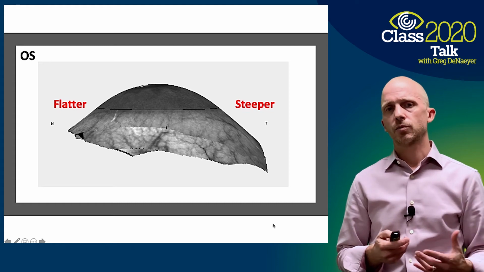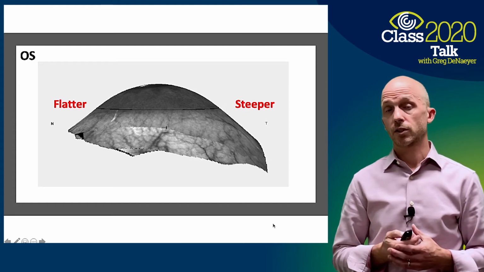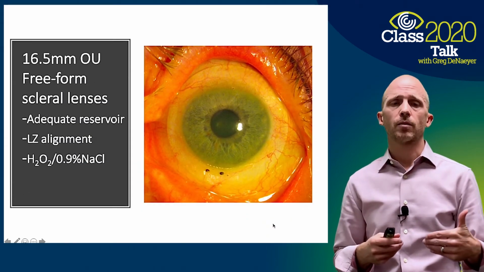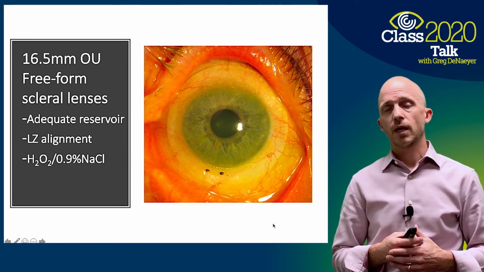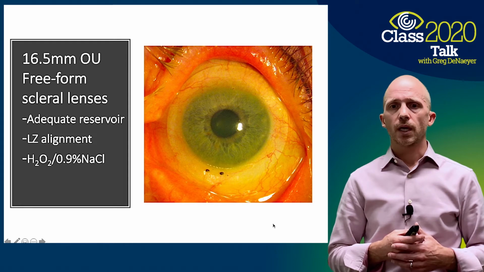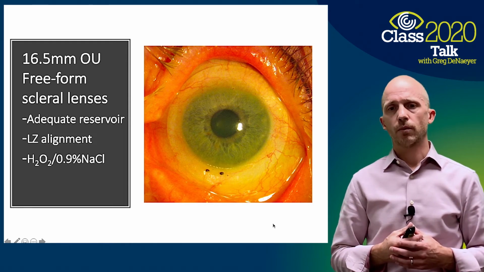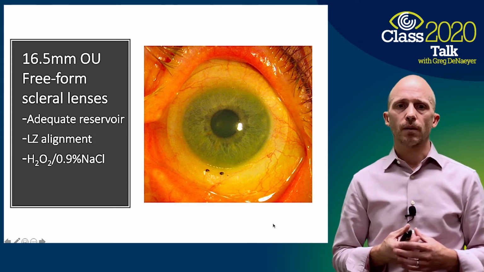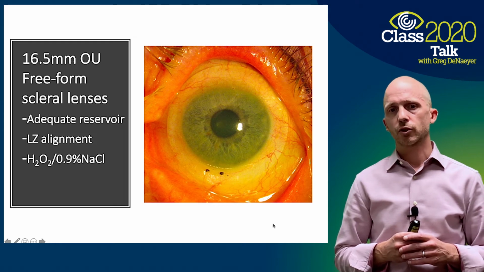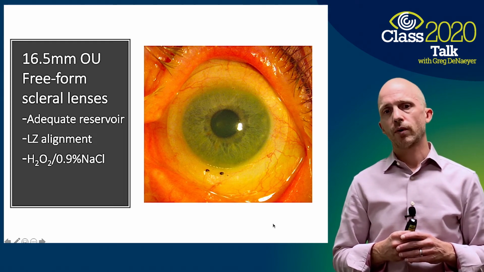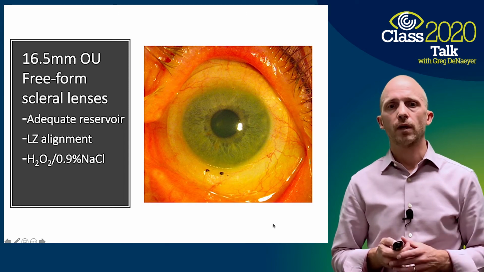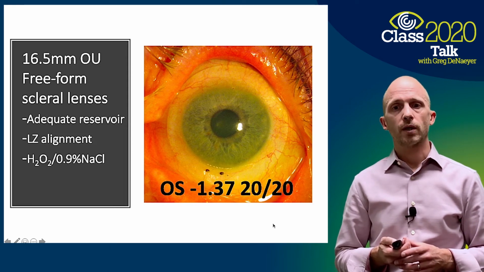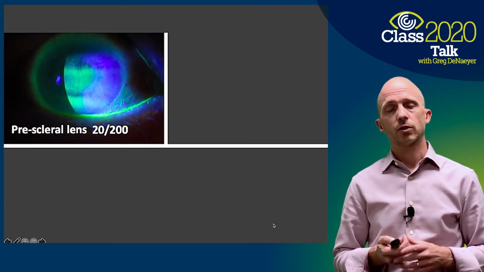And after that assessment, as it turns out, both of her eyes had significant scleral asymmetry, so we fit her with free-form, highly customized scleral lenses from corneal scleral topography. Those lenses were 16.5 millimeters, and with the first lenses, we were able to be successful with lenses that had adequate reservoir fluid and perfect landing zone alignment. We did prescribe hydrogen peroxide and off-label use of 0.9% sodium chloride saline solution to fill the bowl of the lens. And this patient, with the lens on her left eye, improved to 20/20, so quite a dramatic result, and the patient was thrilled.